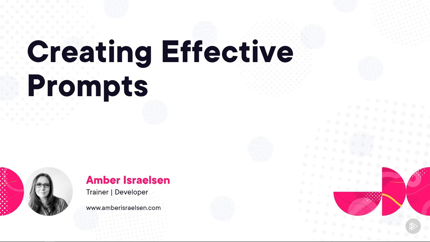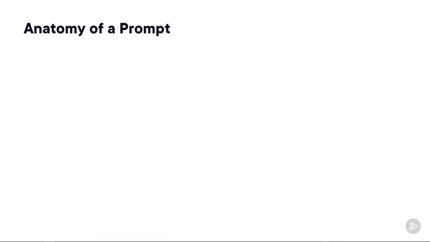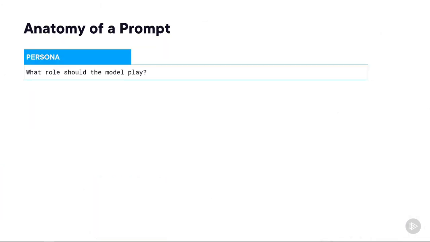I'm still Amber Israelson. Before we dive into how to create effective prompts, let's go over the overall anatomy, or components, of a prompt. First, we have the persona. If the model is supposed to take on a certain role or perspective, the prompt should indicate that. For example, it could be instructed to respond like a software developer, a scientist, or a novelist.